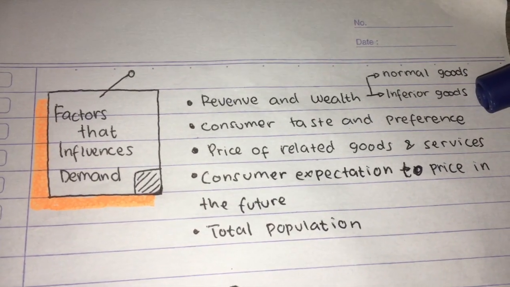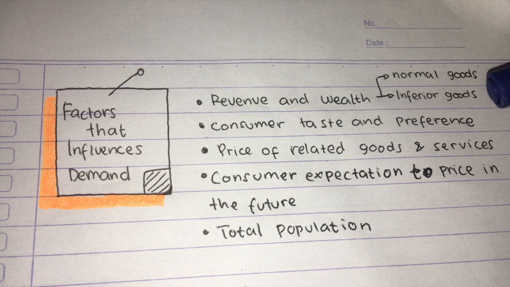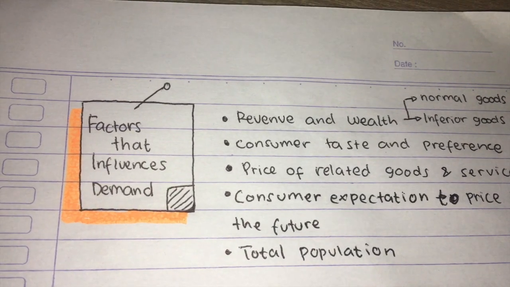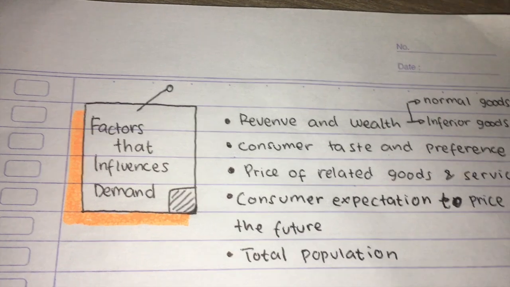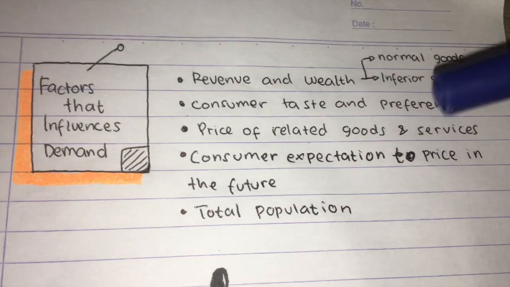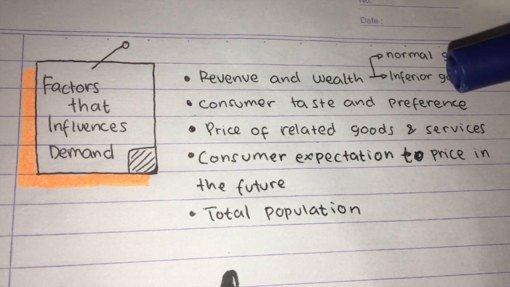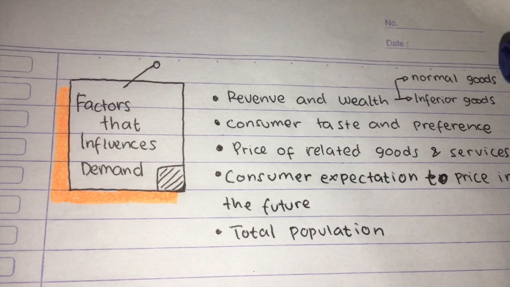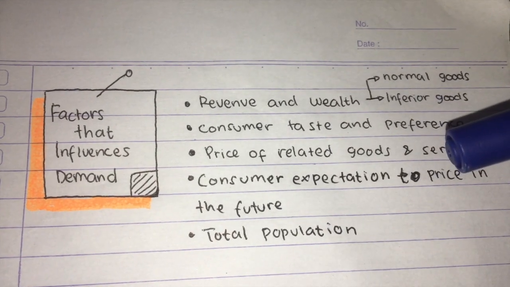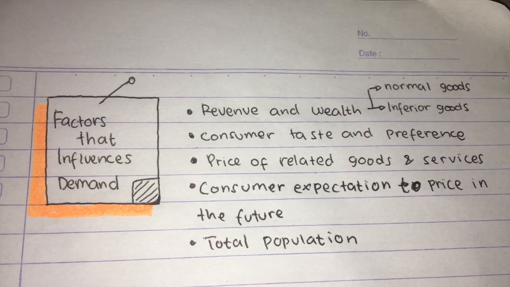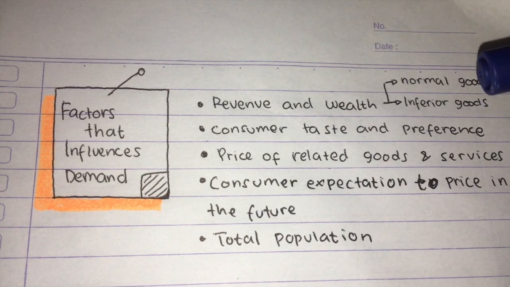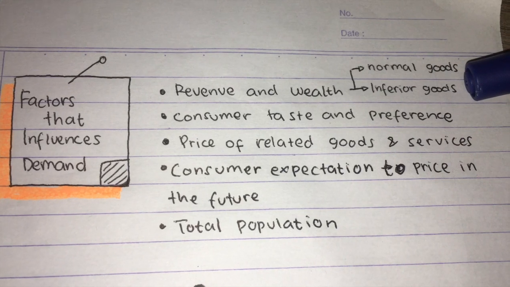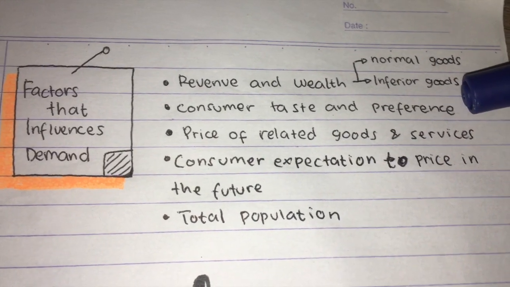Inferior goods are goods for which, when incomes go up, people buy less of them. And when incomes go down, people buy more of them. Examples are Indomie goreng and mie gelas. When people have higher income, they're gonna buy less of it. But people with lower income are gonna buy more Indomie or mie gelas, right?